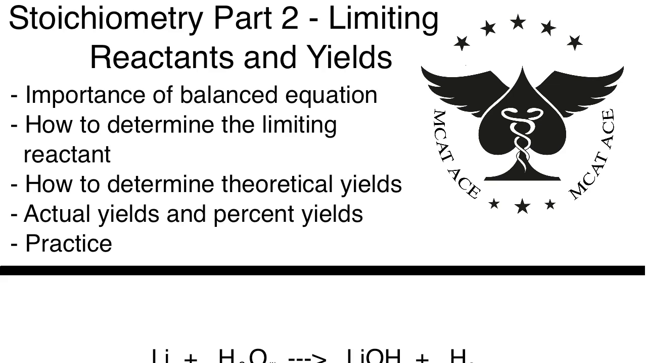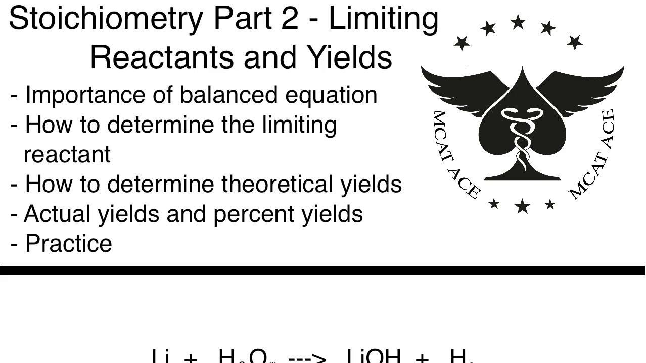This is a very important concept to master, especially as you head into the MCAT. There can very often be questions in relation to stoichiometry where you are predicting how much potential compound could be produced or which compound would run out first. And so that's what we really want to focus on in this lecture series.